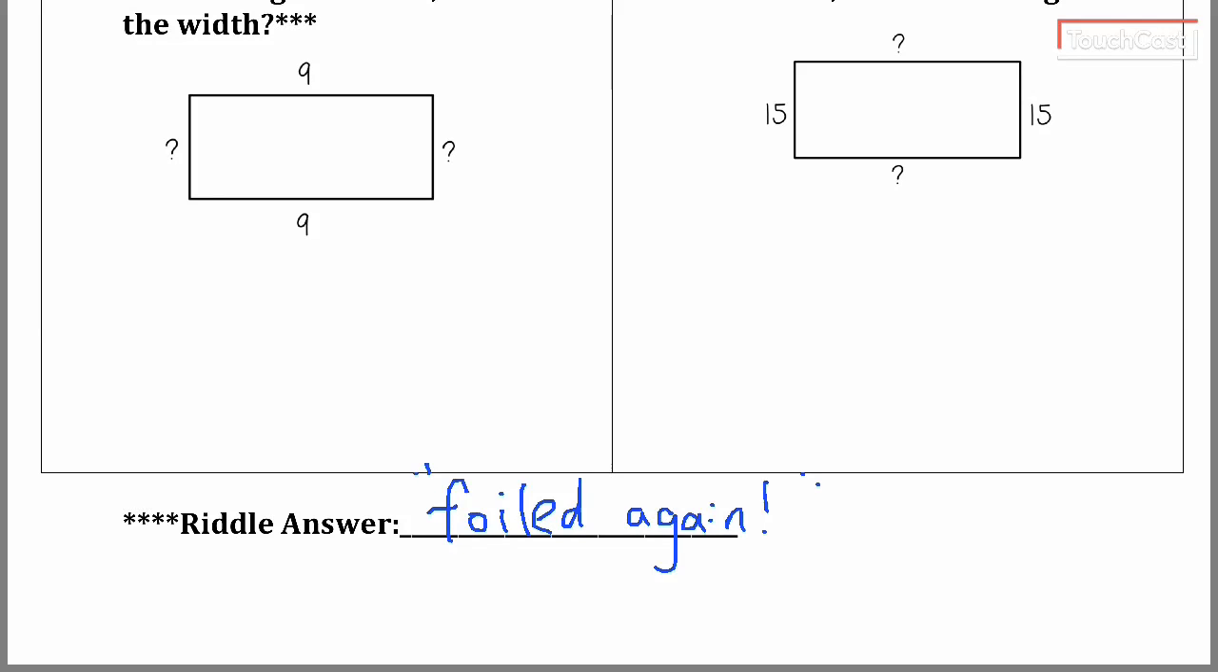Foiled again, because he's made of tin. He's like foil, even though foil's made of aluminum. Okay, wonderful.